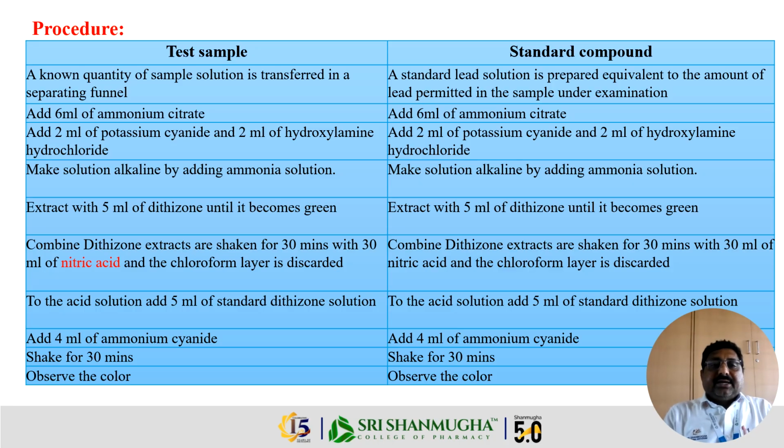Coming to the procedure, prepare the sample solution and transfer to a separating funnel. Add ammonium citrate, hydroxylamine hydrochloride and potassium cyanide. Then make the solution alkaline using ammonia. Add dithizone in chloroform and shake. Allow layers to separate. Collect the chloroform layer.